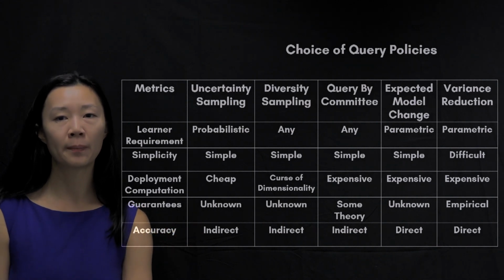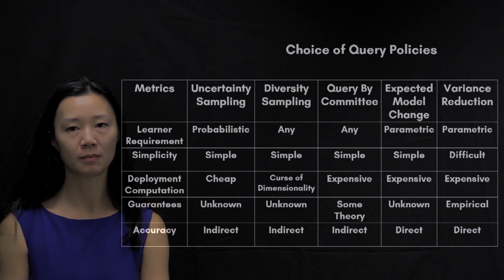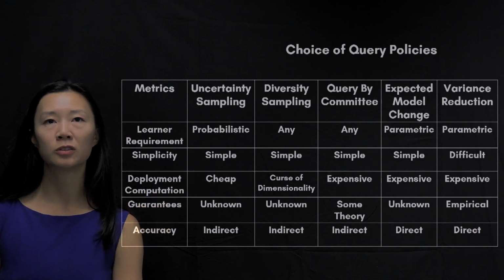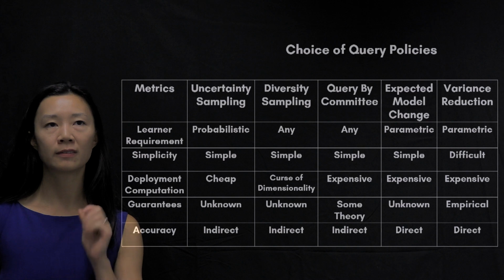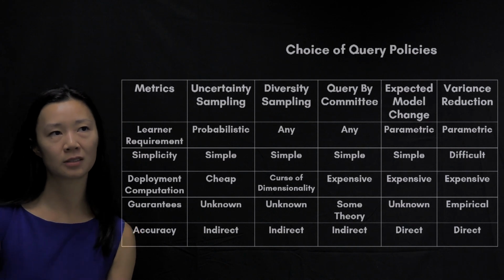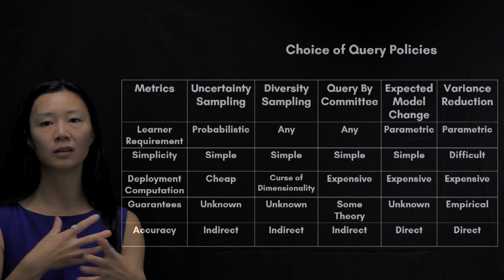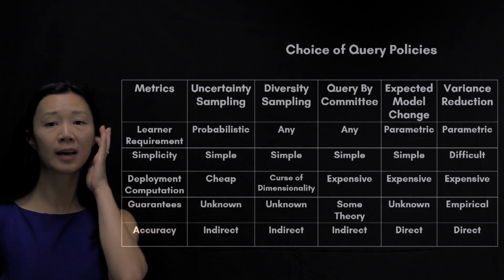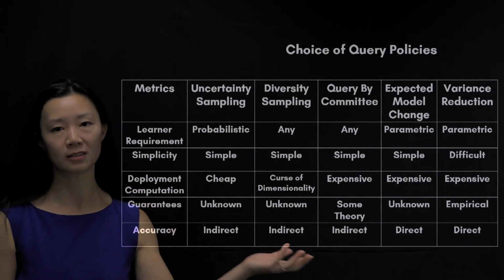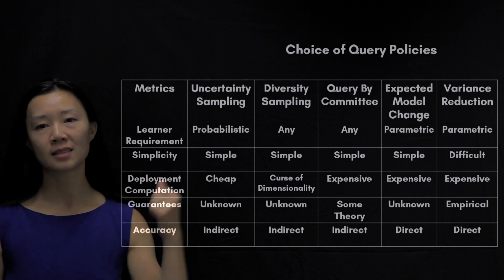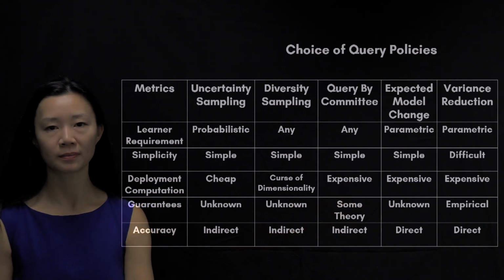For query by committee and expected model change, you need to calculate the gradient or the variance across all of the unvisited samples, and so that can be quite expensive. And same with variance reduction.